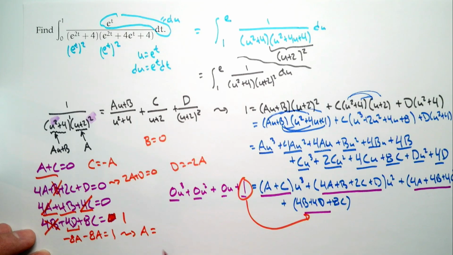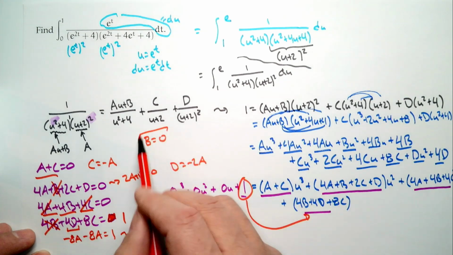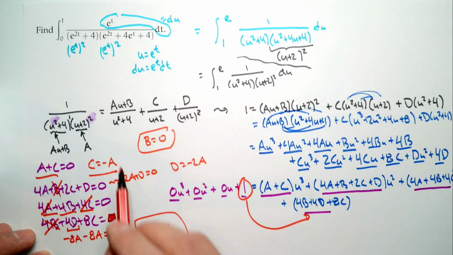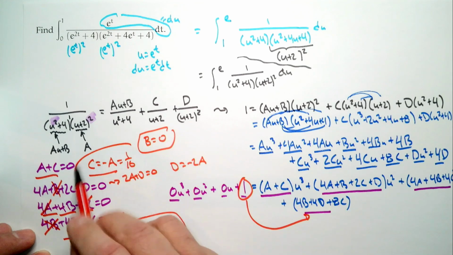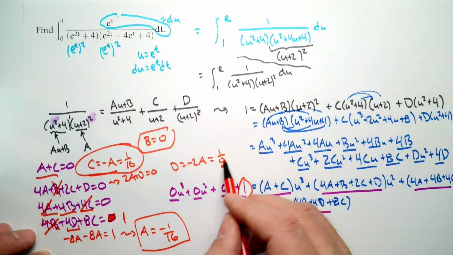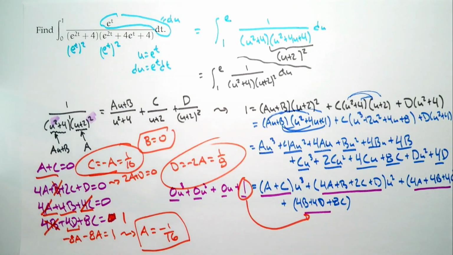So what should be true about A? Negative 1/16. So there's our A. We found B. What's true about C? Minus A, so 1/16. Okay, there's our C. And D? D is 1/8. Okay. Now you have your coefficients and you can go. So oftentimes it might look intimidating, but if you just work with the system of equations you get, it'll go pretty quick.